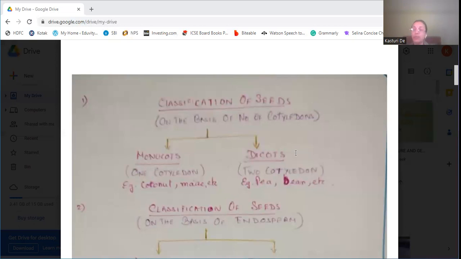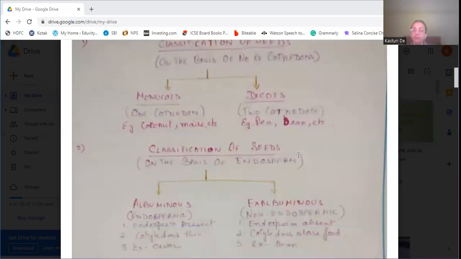Now, another basis of classification of seeds is the endosperm. What type of endosperm is there classifies the seeds into two types, albuminous and exalbuminous. Albuminous contains endosperm, exalbuminous does not contain endosperm. So endospermic and non-endospermic.